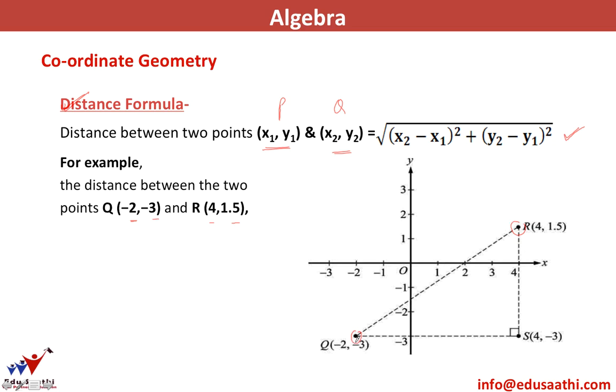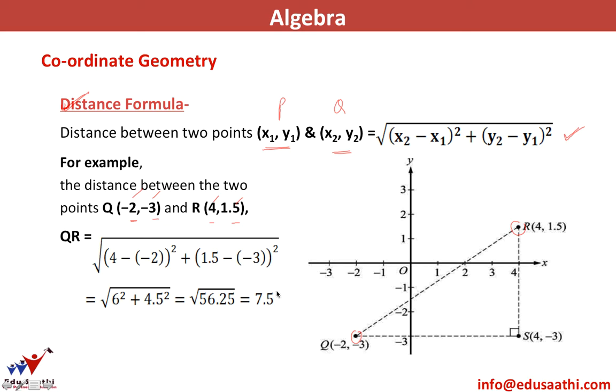So the distance formula would give me the length of the line QR. I can just apply the formula: 4 minus minus 2, 1.5 minus minus 3, square it and take the square root, and I will land up with my answer. The answer that I get is 7.5. The distance between the 2 points is coming out to be 7.5.